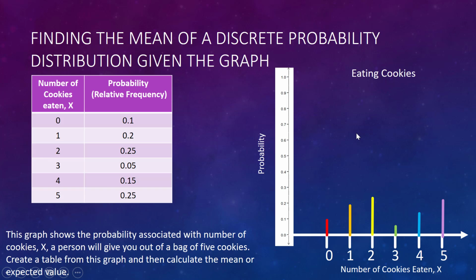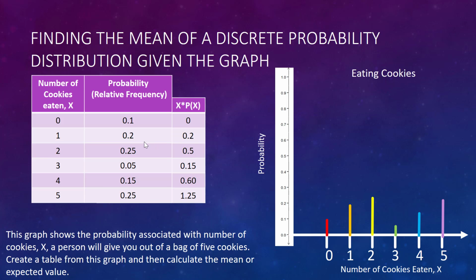Once we have gone from the graph to the table, we can proceed as normal to find our mean or expected value. Remember, to do this, you need to multiply across, x times the probability of x, and then sum that column. Doing this, we get 2.7, just like we had in a previous example.